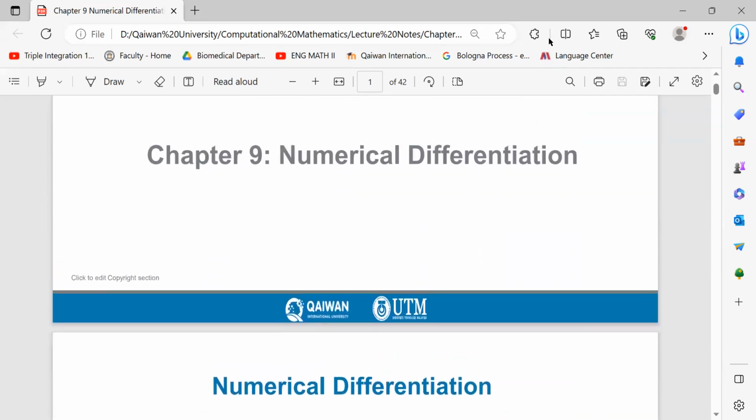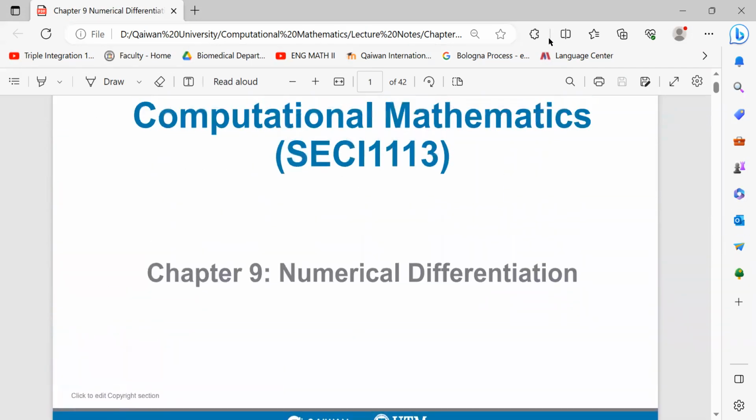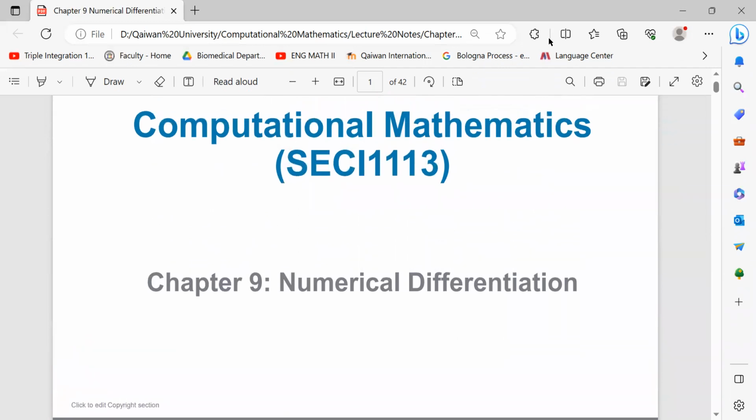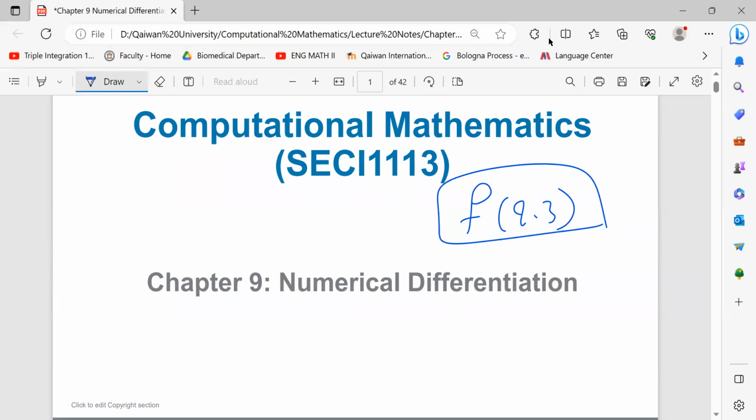For numerical differentiation, if we are asked to estimate, here we talk about the first derivative and second derivative, okay? If we are asked to estimate, let me just remind you of the previous chapter. In the previous chapter, in the examples, it's asking about, let's say, find f of 2.3, okay? It's asking about finding the value of the function itself at a point.